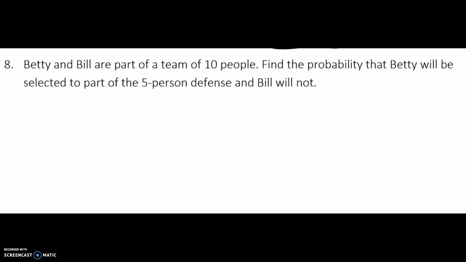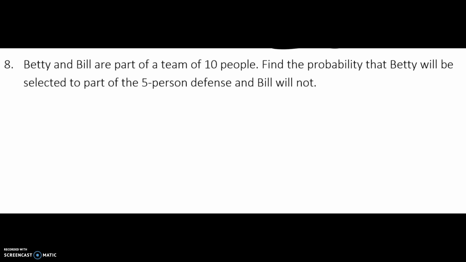All right, in this question, we have a group that's being put together, and it's on a team. So there's nothing about position or anything that goes along with it. So this is going to be a combination also. We're looking at probability here that you have two people that you know of, Betty and Bill. They're part of 10 people, so they're two people out of the other remaining 8 people.